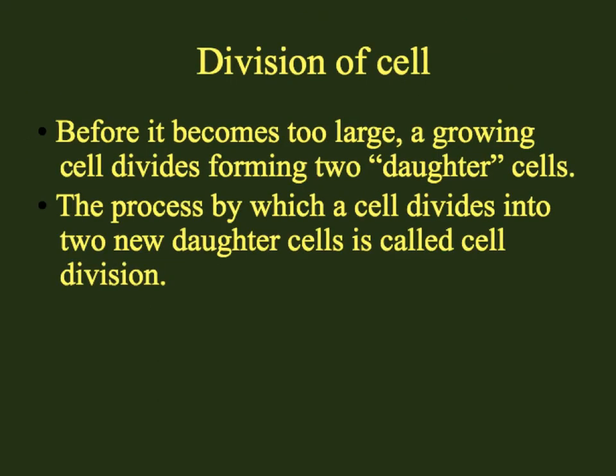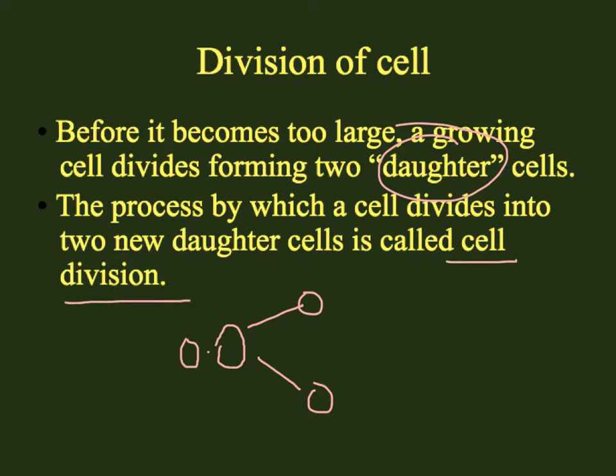So before it becomes too big, a growing cell, it's going to grow a little bit, maybe it grows to be like this size, but before it gets to be too big, it's going to divide into two what we call daughter cells. And this process of dividing into two daughter cells is what we call cell division.